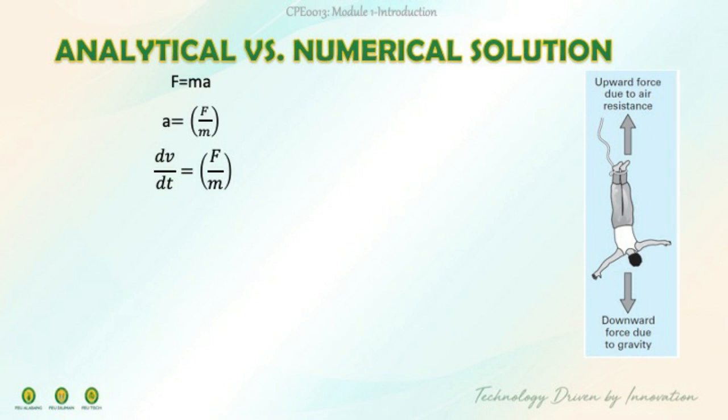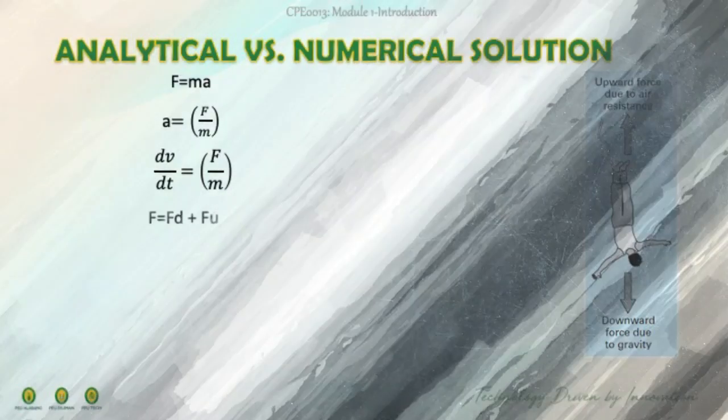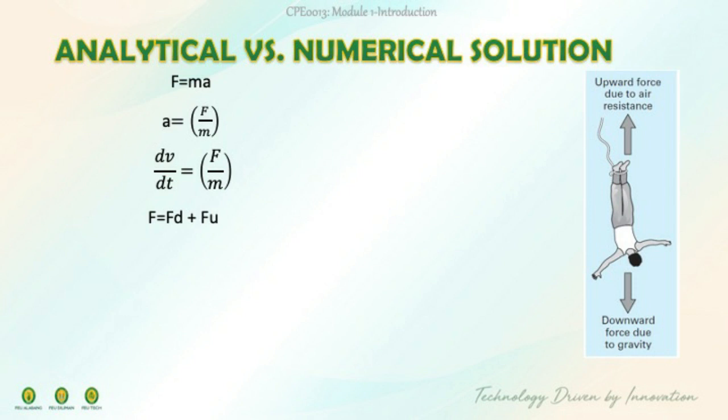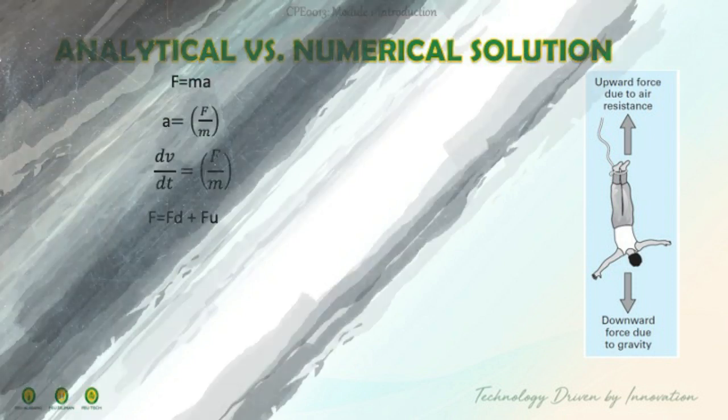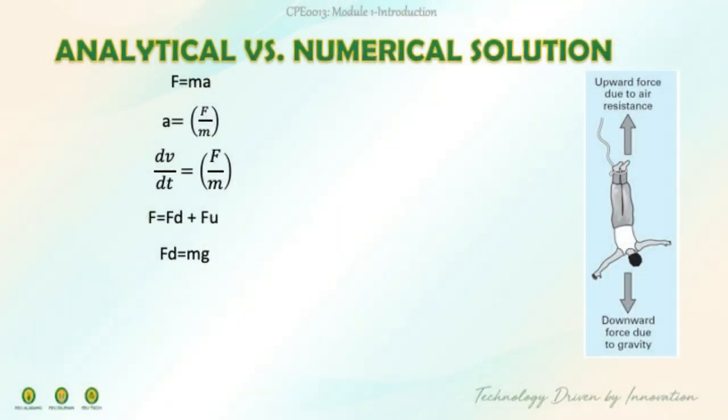So we just simply denote it as Fd as the downward, and then of course Fu is the upward force of air resistance. So therefore F is equal to Fd plus Fu. If force in the downward direction is assigned a positive sign, the second law can be used to formulate the force due to gravity. Therefore Fd, or the downward pull of gravity, is equal to mg, where g is the acceleration due to gravity, which is 9.81 meters per second squared.